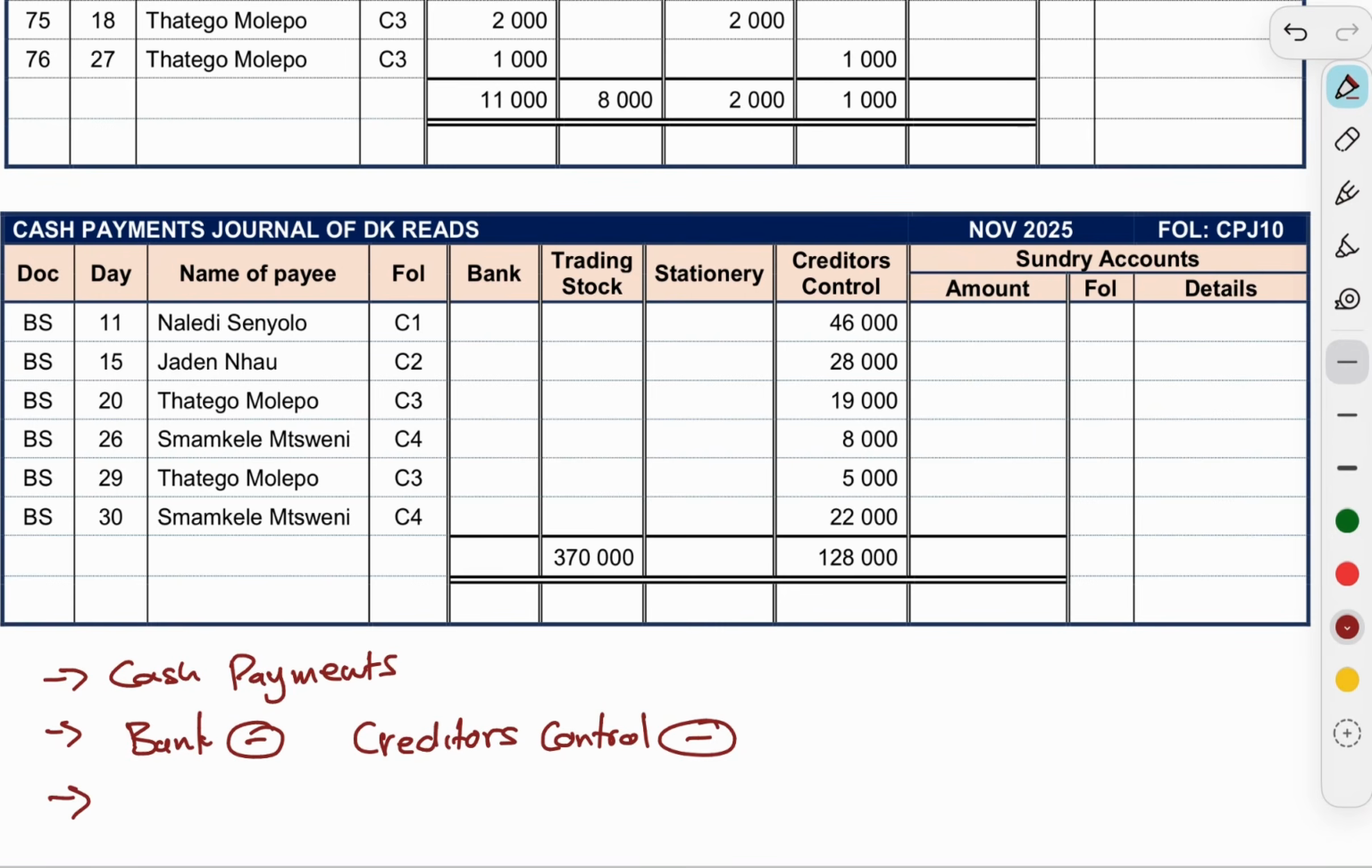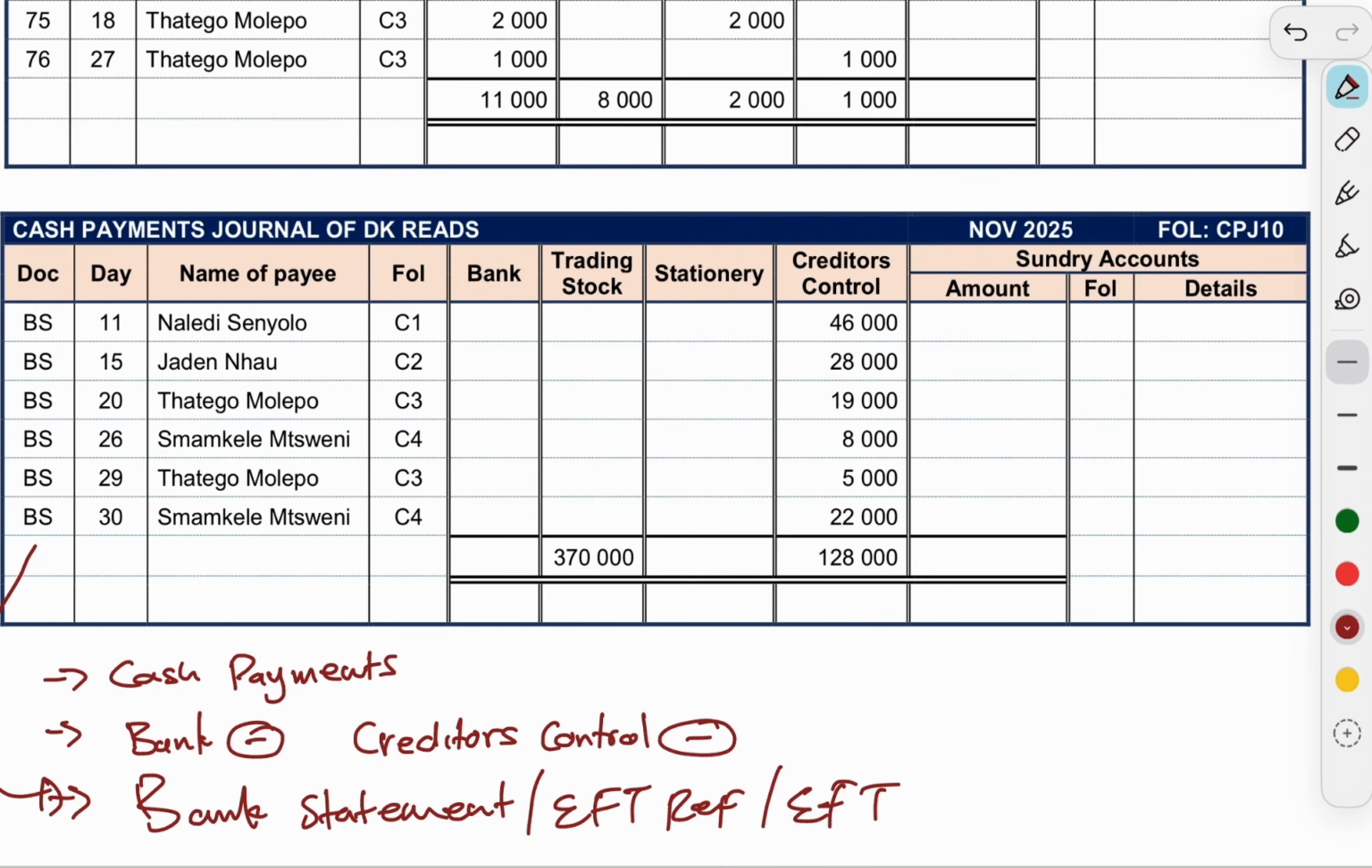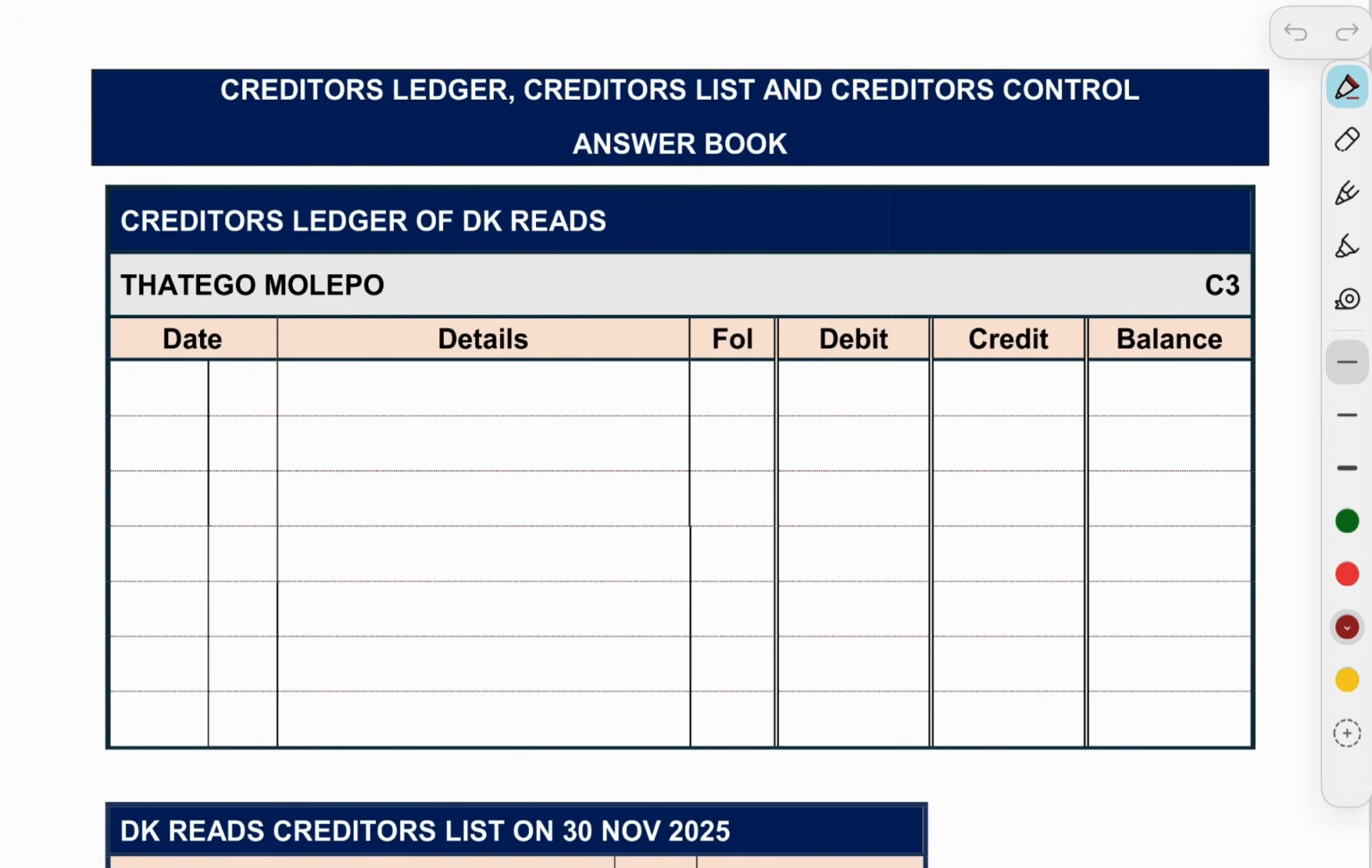And which source document will act as a source of evidence that payments were made? We will check the bank statement. Of course, there can be other things that you can check. You can check the EFT reference number, or you can check the EFT voucher. Okay, yes.